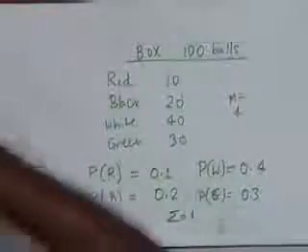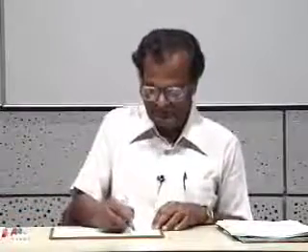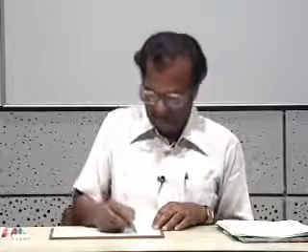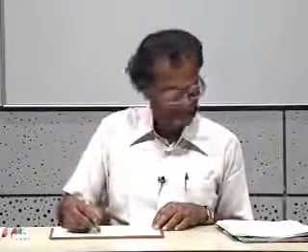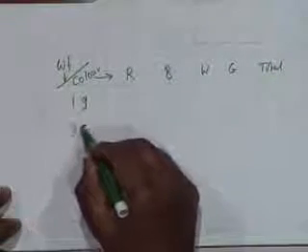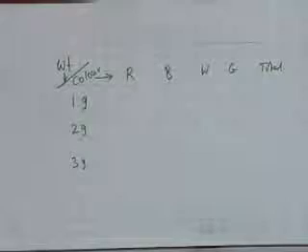Now, let us complicate matters and talk of joint probability. That is, we now distinguish between the balls in terms of weights. Let us say the sizes are different and we make it into the form of a matrix, weight in this direction and color in this direction. We have red, black, white, green and total, and weight, let us say 1 gram, 2 grams and 3 grams. Let us have 3 different kinds of weights.